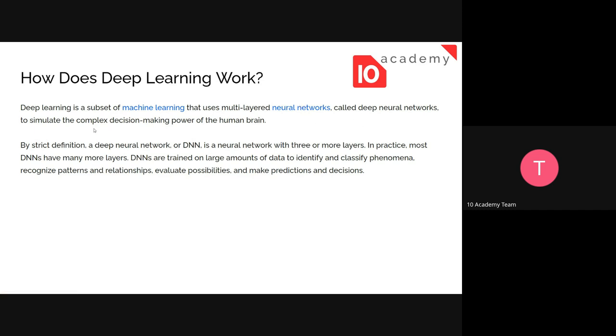It's also used for the complex decision-making power of the human brain, okay? So by strict definition, a deep neural network, or DNN, is a neural network with three or more layers. In practice, most DNNs have many more layers. They are trained on large amounts of data to identify and classify phenomena, recognize patterns and relationships, evaluate possibilities, and make predictions and decisions.